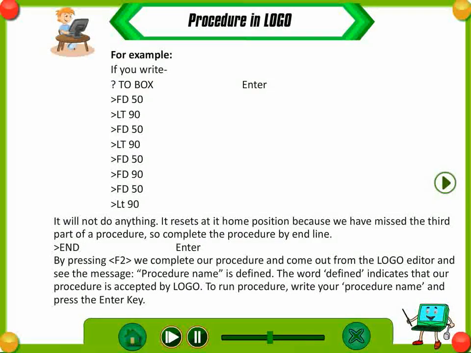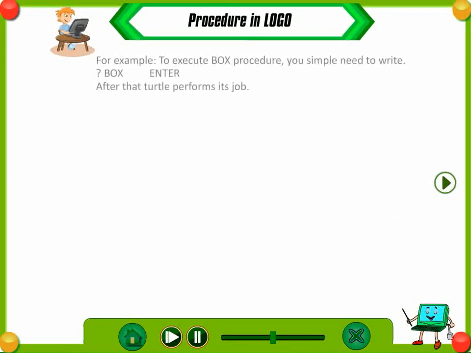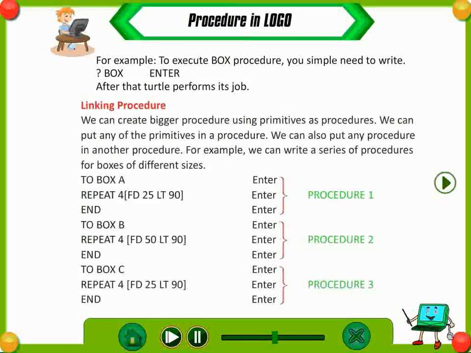Greater than END, enter. By pressing F2, we complete our procedure, come out of the Logo editor, and see the message "procedure name is defined." The word defined indicates that our procedure is accepted by Logo. To run a procedure, write your procedure name and press the enter key. For example, to execute the BOX procedure, you simply need to write BOX, enter. After that, the turtle performs its job.